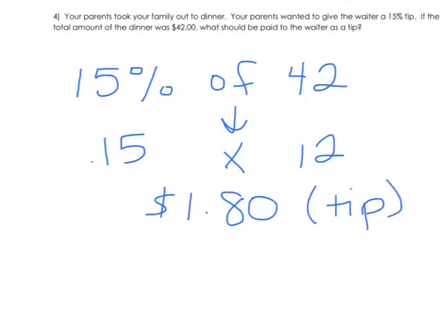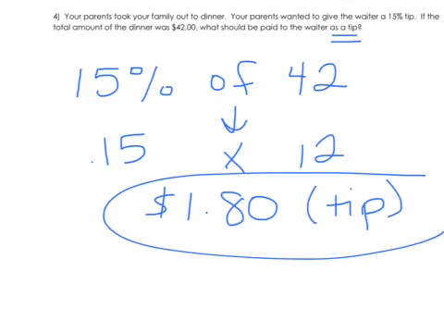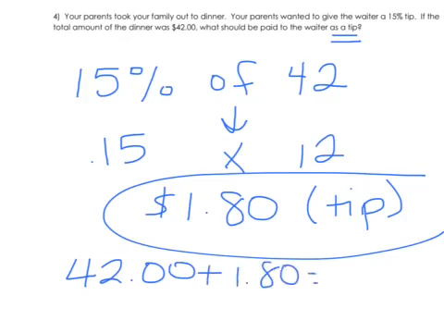So let's see what the question asks. It says here, what should be paid to the waiter as a tip? All I'm looking for is the tip. That is it. If I wanted to know what the whole cost of the dinner would be, I would add the $42 plus the $1.80. Okay, and that would give me the full price with everything.